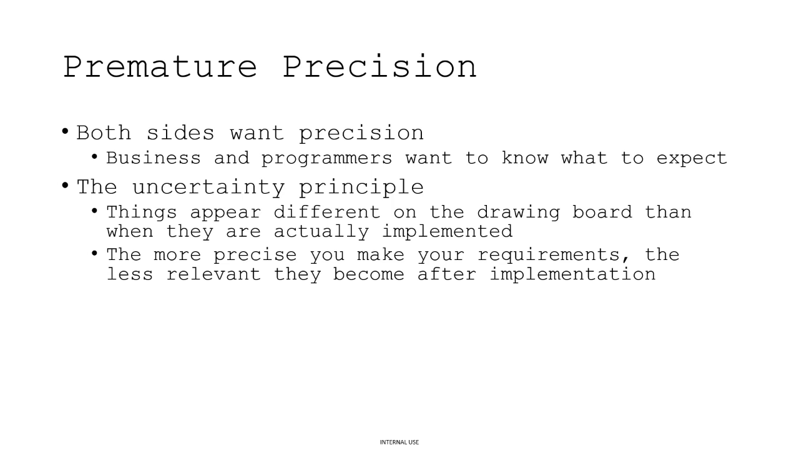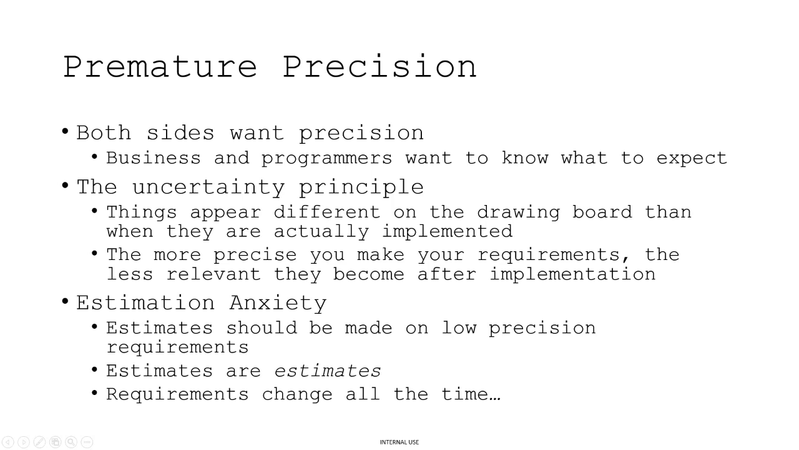In all things, there's this uncertainty principle. Things appear different on the drawing board than when they are actually implemented. So the more precise you make your requirements, the less relevant they become after implementation, because things change and sometimes things just aren't really possible. You'd rather not spend that energy being super precise in the beginning, because it's oftentimes going to lead to changes a little bit later on.